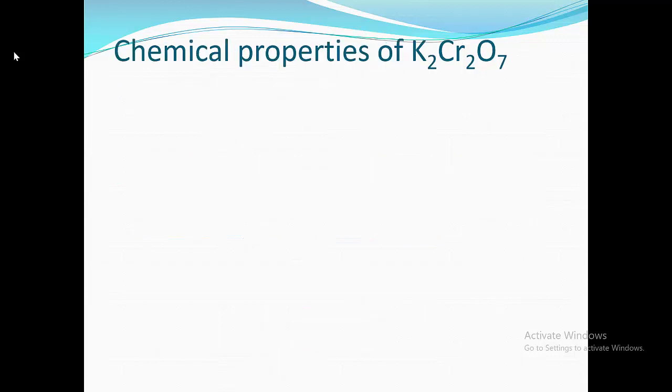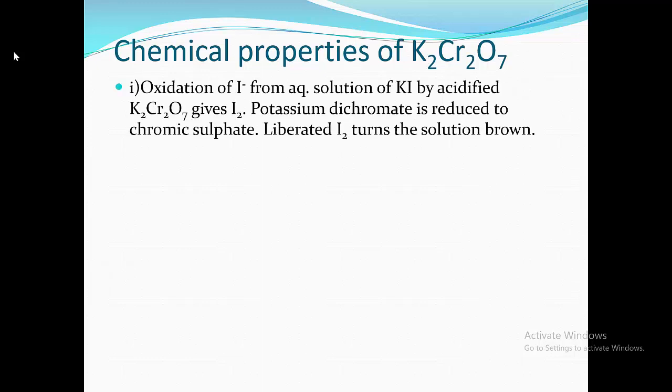Now we are going to see chemical properties of potassium dichromate, that is K2Cr2O7. K2Cr2O7 or potassium dichromate is also a good oxidizing agent in acidic as well as in basic medium. First, oxidation of iodide from aqueous solution of KI by acidified K2Cr2O7 gives I2. Potassium dichromate is reduced to chromic sulfate. Liberated I2 turns the solution brown. The following reaction takes place.